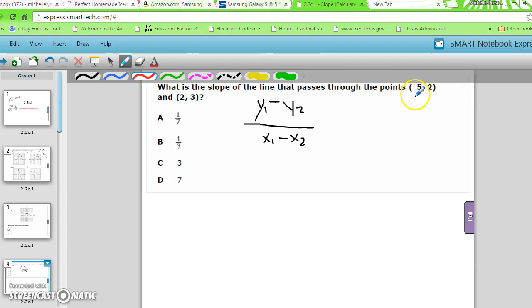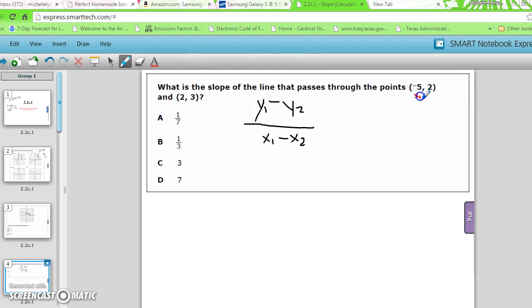We are going to have x1, remember an ordered pair is x, y, so x1, y1, and then we'll come over here and we have x2, y2. So to find the slope, we're just going to take y1, which is 2, minus y2, which is 3, and we're going to put that over x1, which is negative 5, minus 2, which is x2.